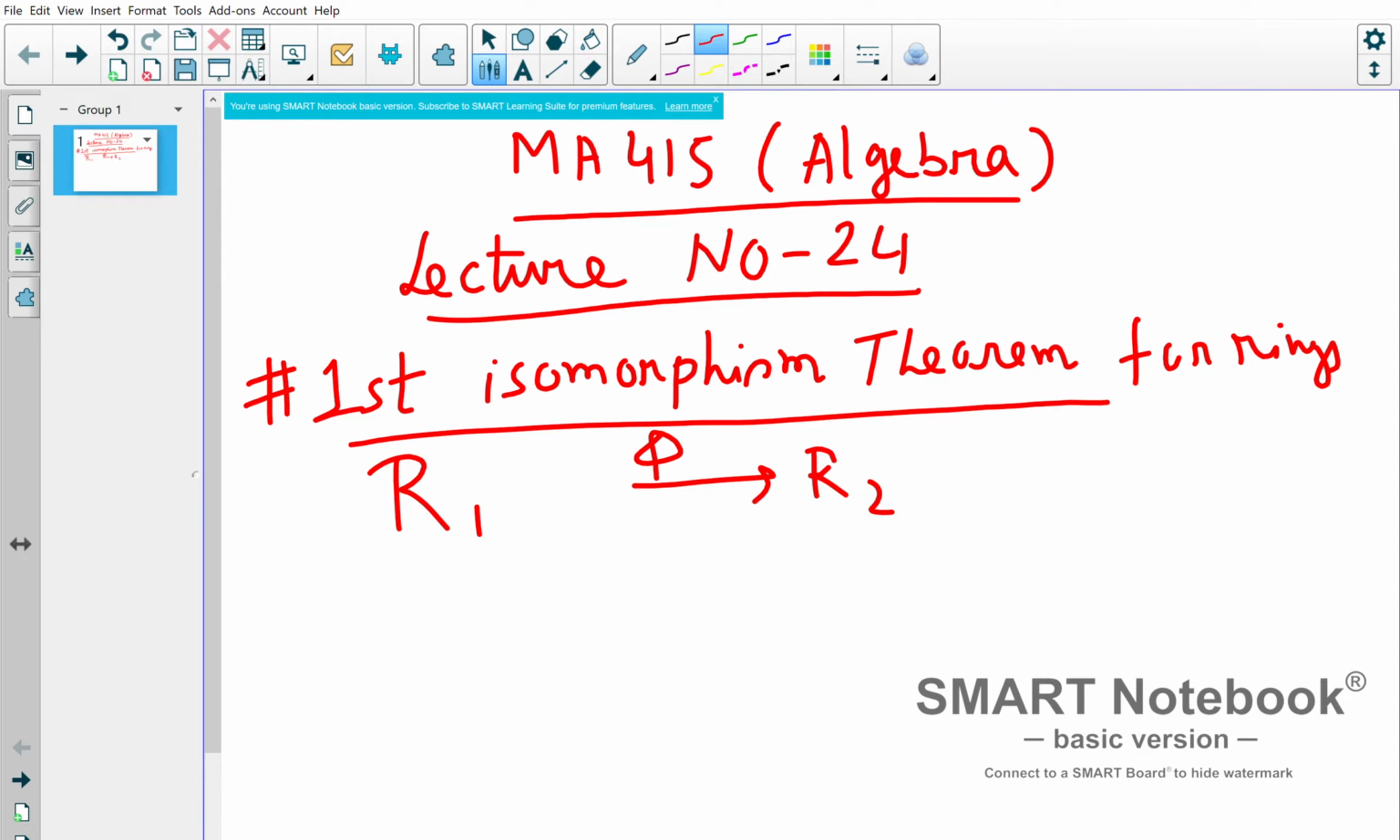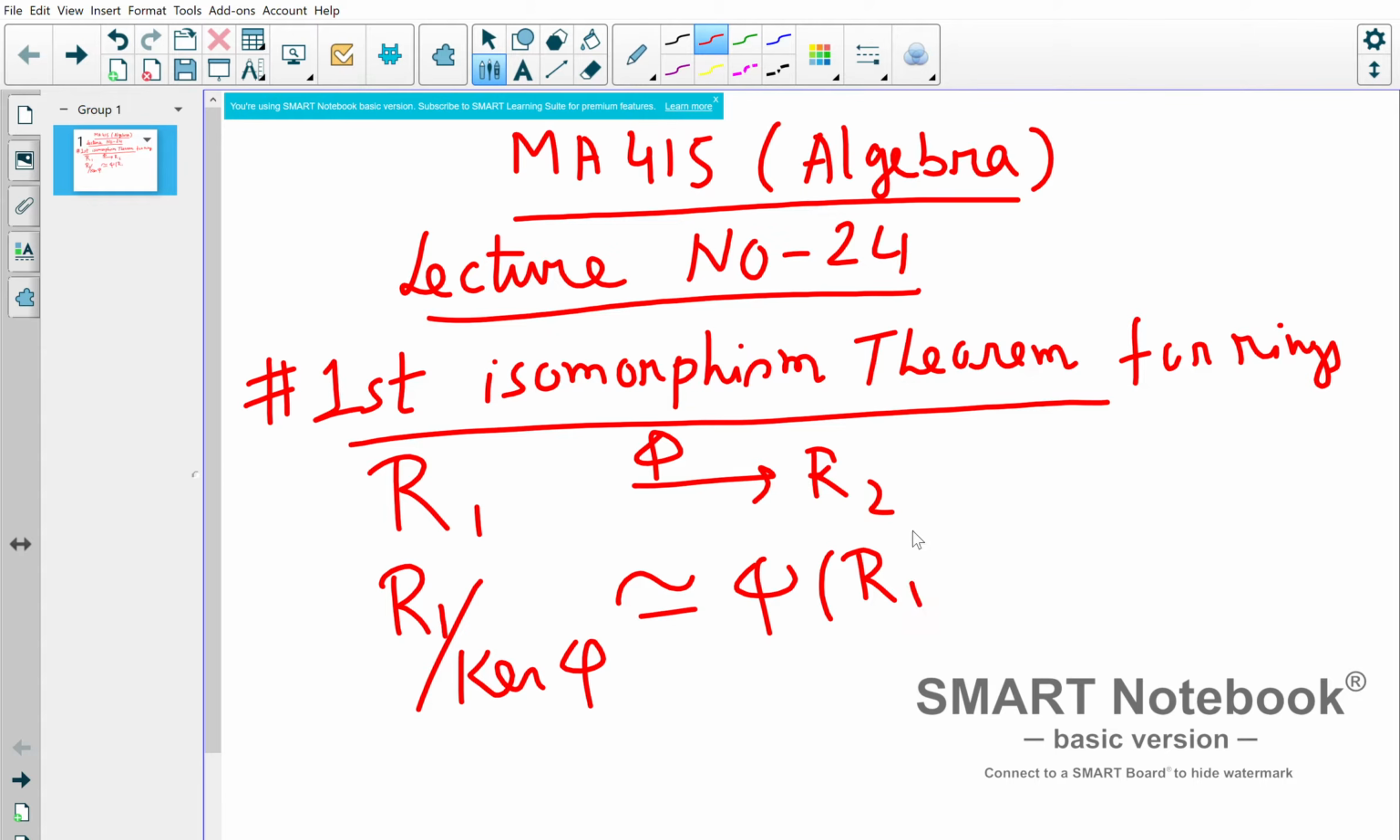then this theorem tells you that we know the kernel of the homomorphism is an ideal, so you can talk about R1 mod the kernel of phi, and this is a ring. As a ring, this is isomorphic to the image of phi, phi of R1. So phi of R1 is a subring of R2, right? They are isomorphic as rings. This is what the first isomorphism theorem tells us.